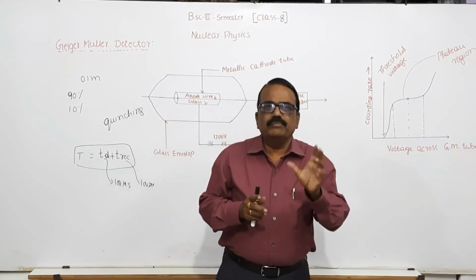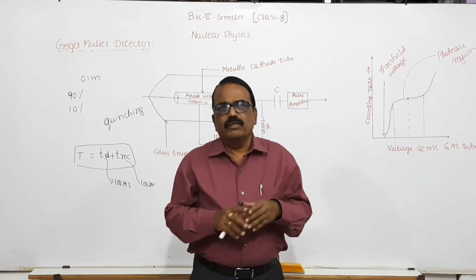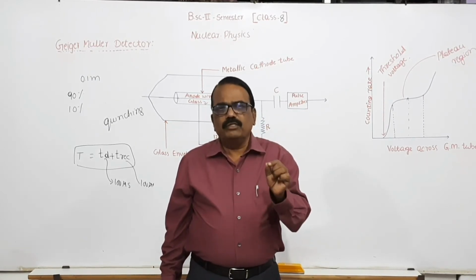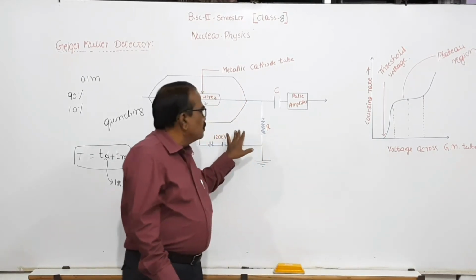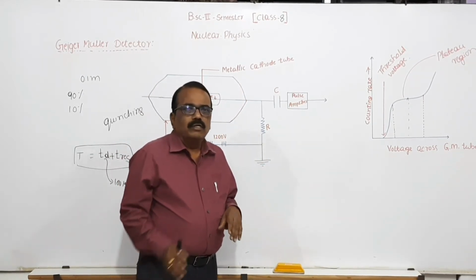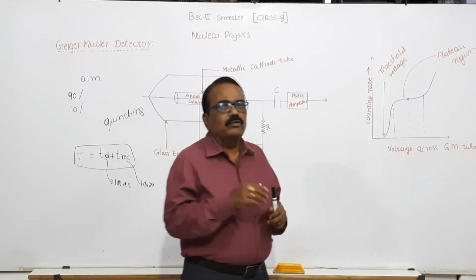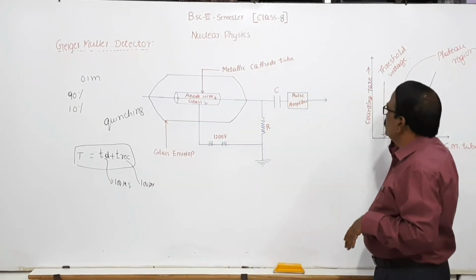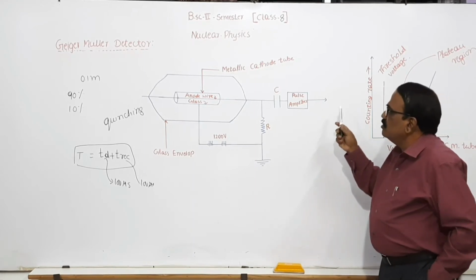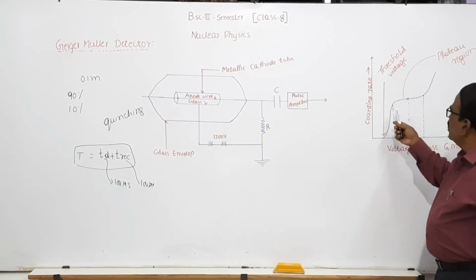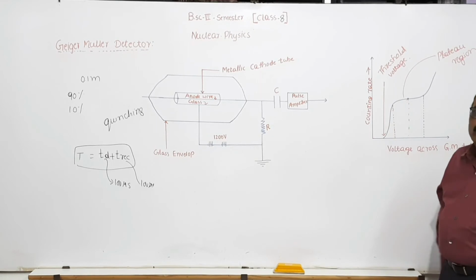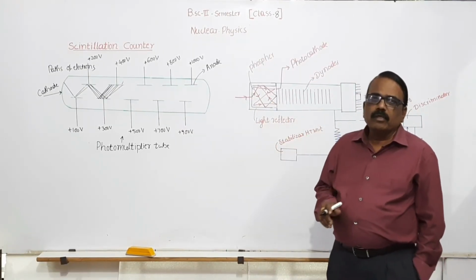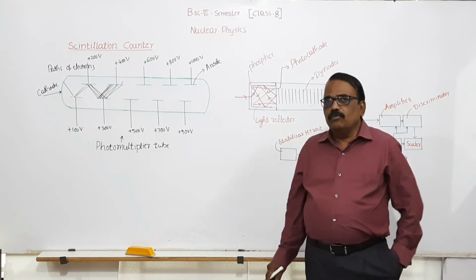So it is in terms of some 100 volts. See, if you take the center of the plateau region as the operating voltage of this GM counter, if there is some fluctuation in the voltage, the count rate does not change much. So this is the voltage characteristics of GM tube. Now the next experiment we have to study is the scintillation counter.